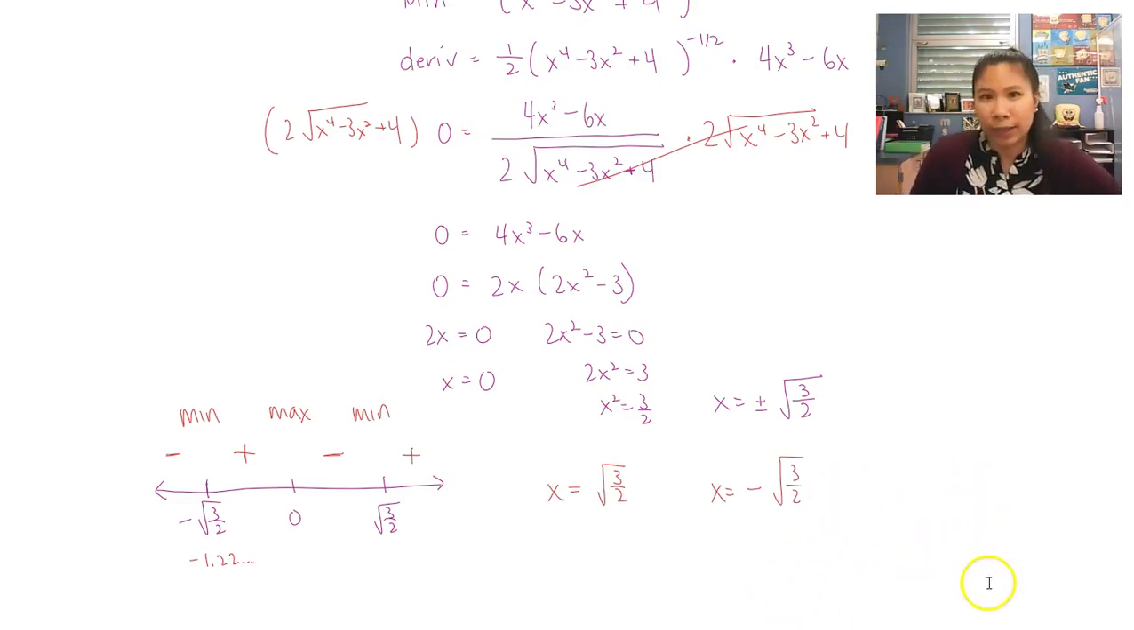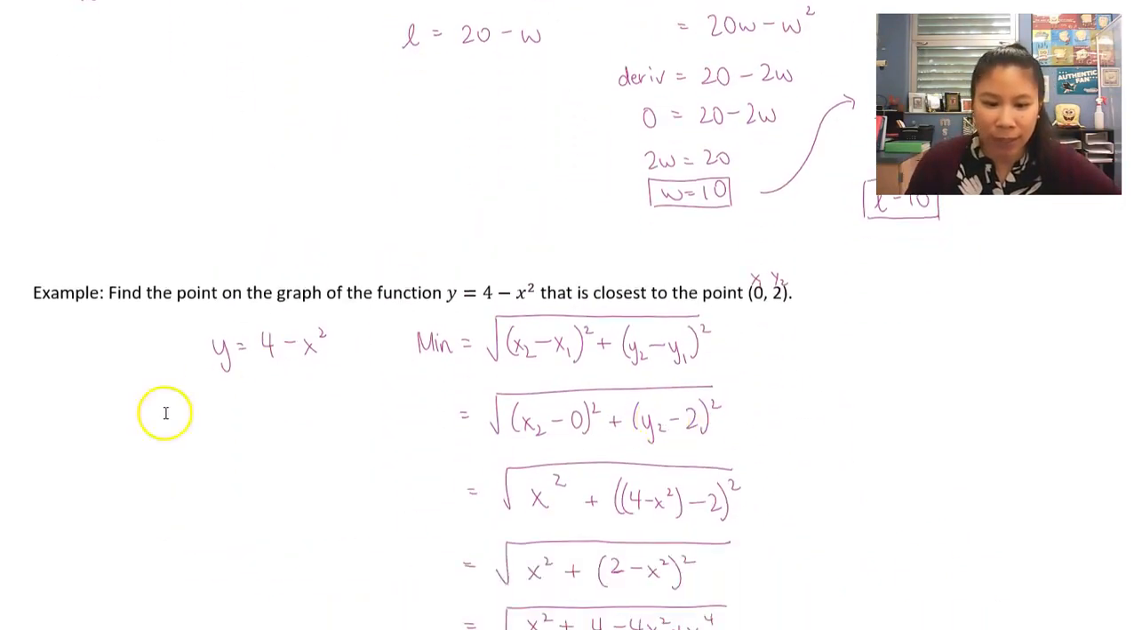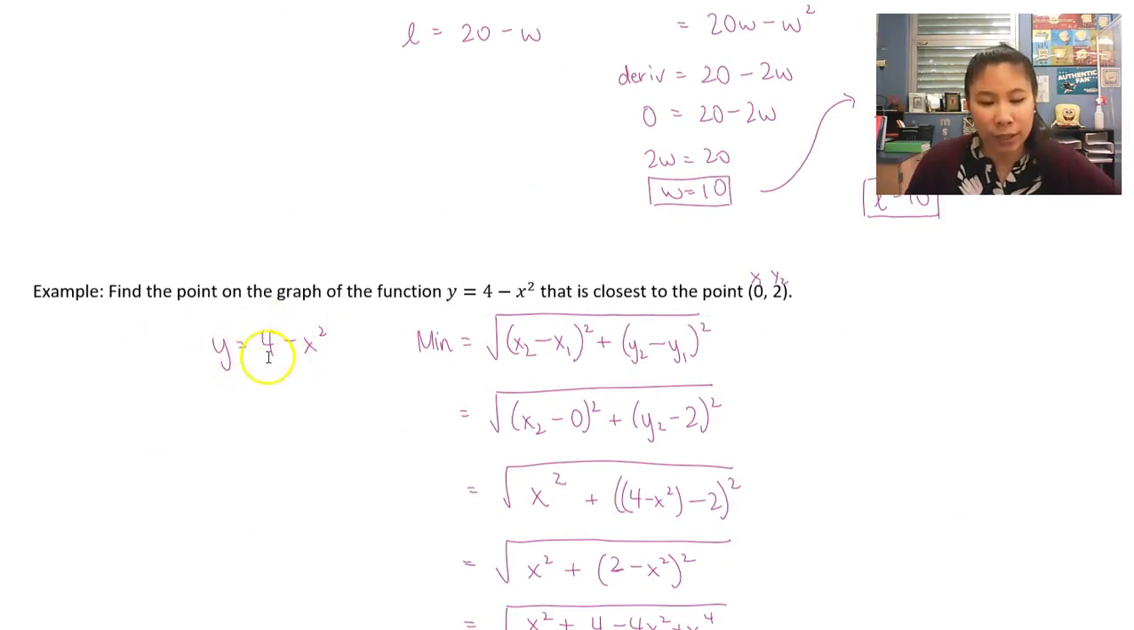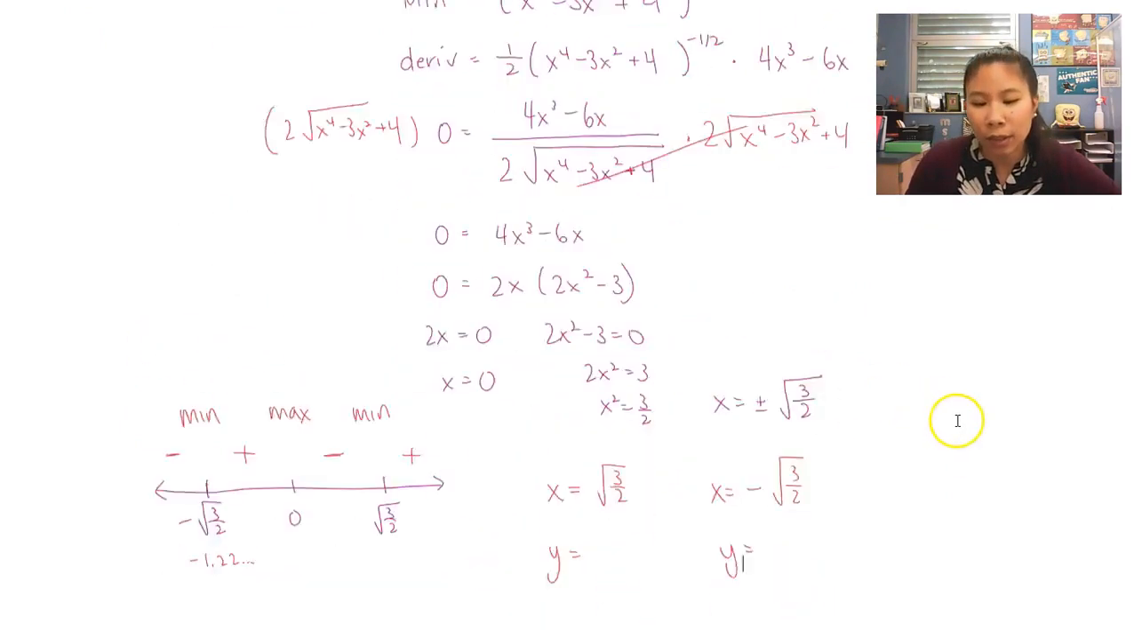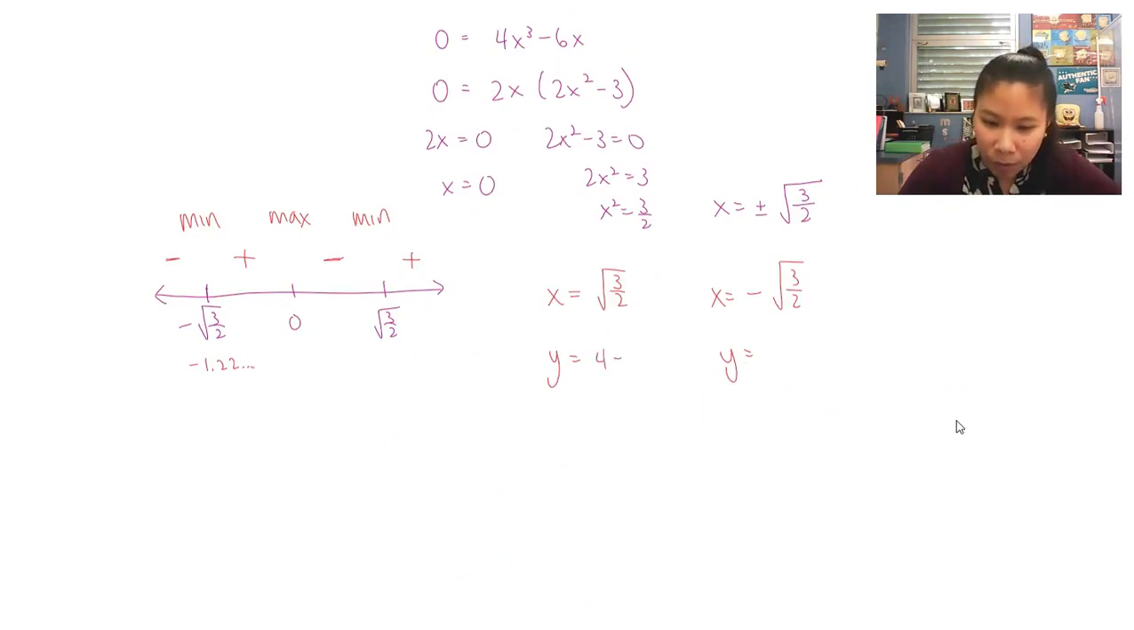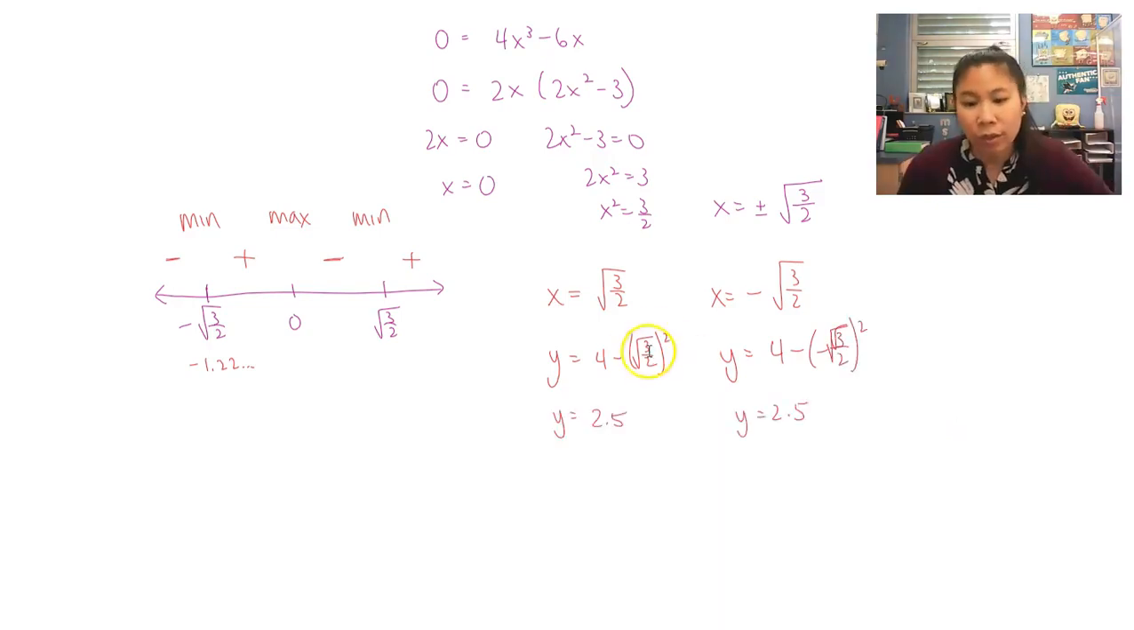Okay, so we want the actual coordinates though, so we just need the y value now. So we can find the y value by plugging that back into our original full equation here. So y equals 4 minus x squared. x squared would be the square root of 3 over 2 squared. The square of the square root of 3 over 2 is just 3 over 2. 4 minus 3 over 2 is like 4 minus 1.5. So I get 2.5 for both of those answers.